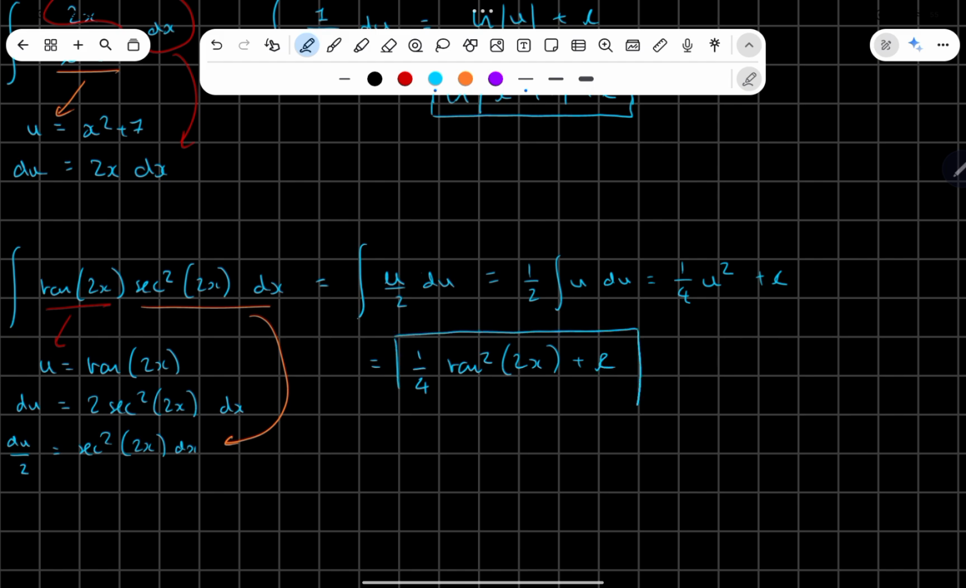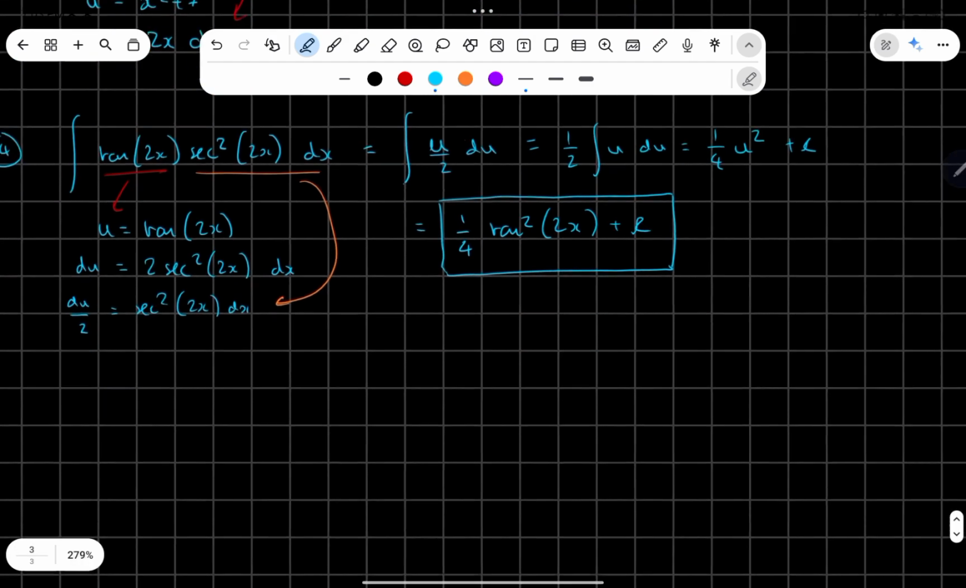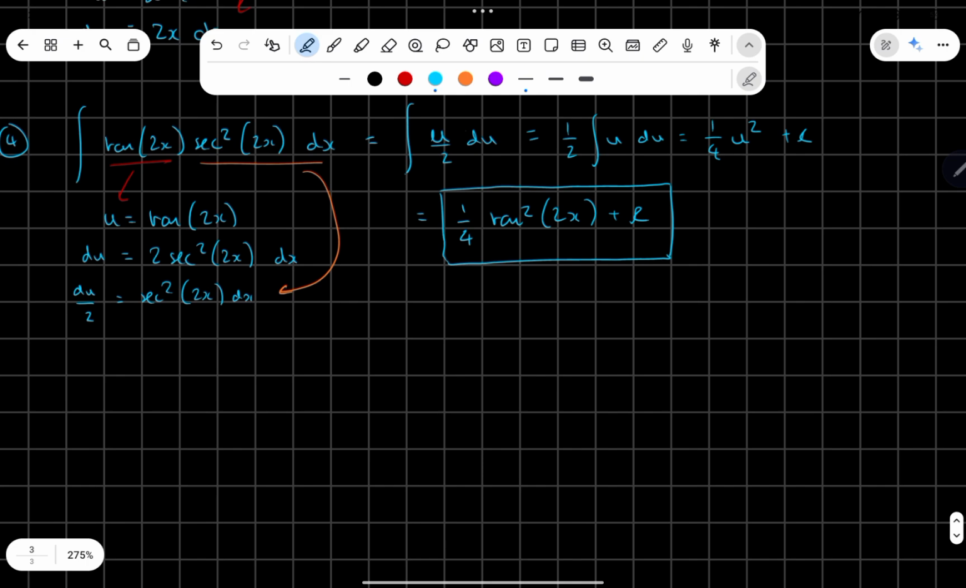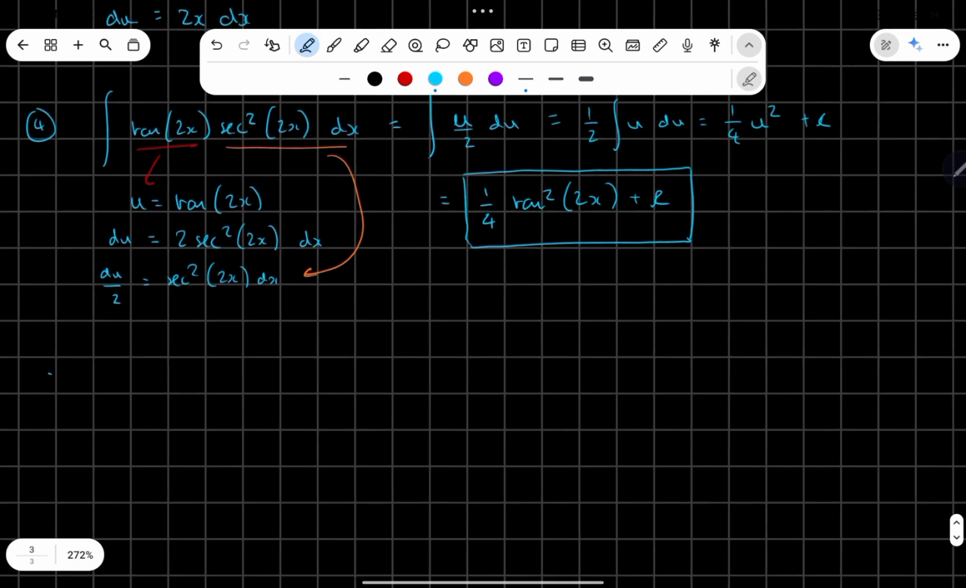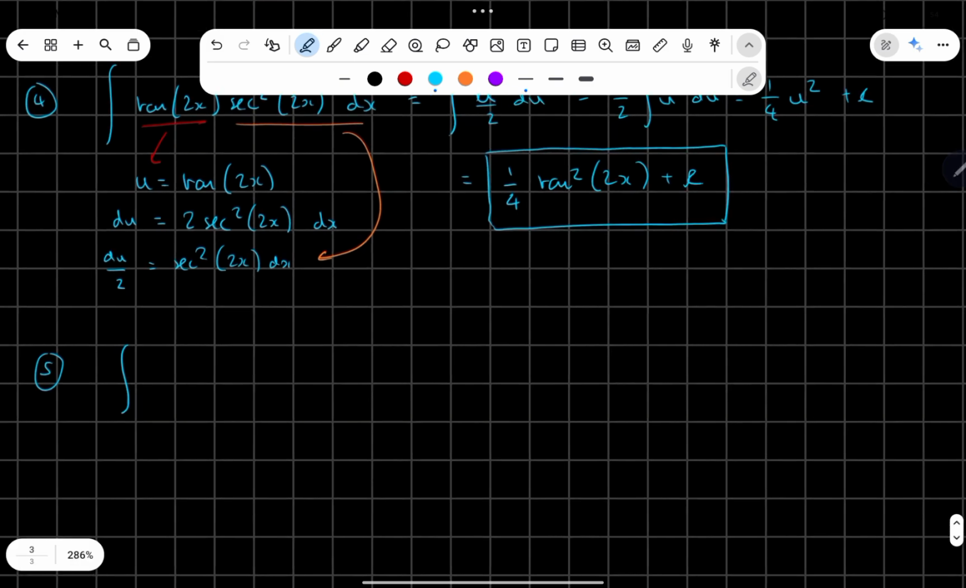The best way of getting better at these types of questions is just purely by practice and a lot of repetition. Okay? So let me cover one more for you. This is a lot about pattern recognition. You have to recognize where the derivative component is that you're multiplying by.